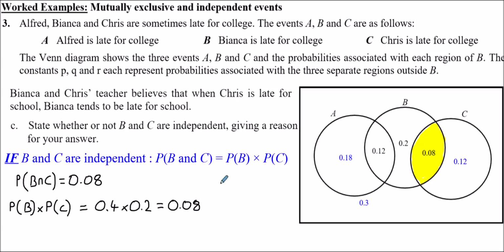So we can now see that probability of B and C, B intersection with C, does equal the probability of B multiplied by the probability of C, because 0.08 is the value of each of them. So therefore, that proves that B and C are independent.